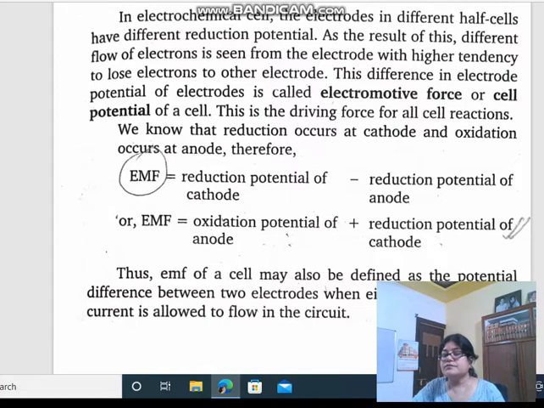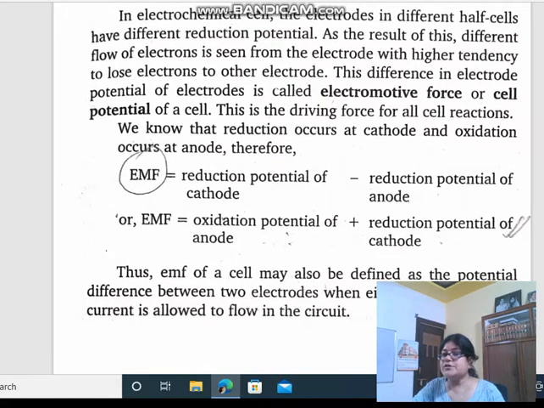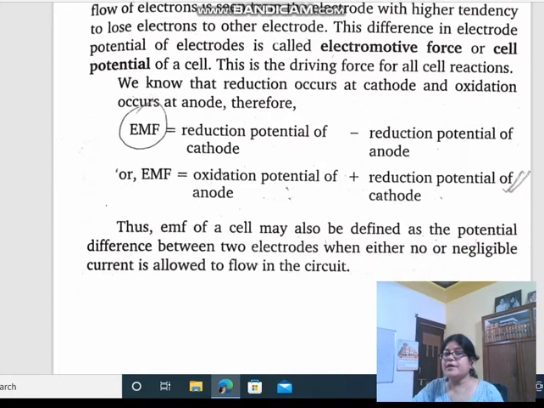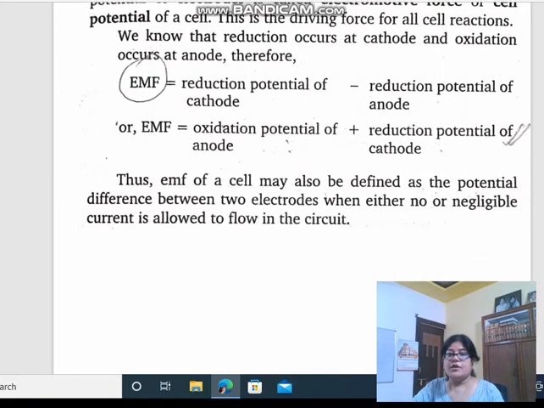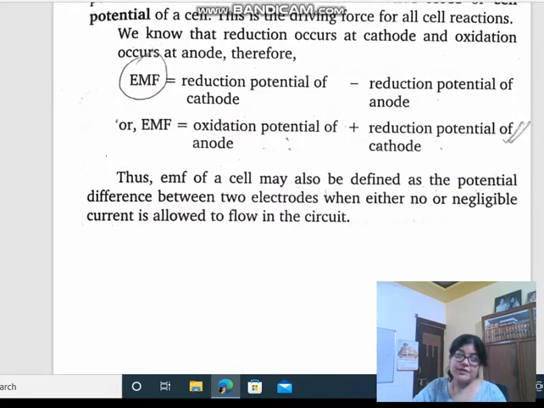So when we take the case of reduction, we have to subtract the reduction potential of the anode from that of the cathode. But when we take the case of oxidation, we have to add both of them. Clear? But in subtraction, be careful: firstly we write the reduction potential of the cathode, then minus the anode. Now this is the definition of EMF of a cell. Please learn it thoroughly.